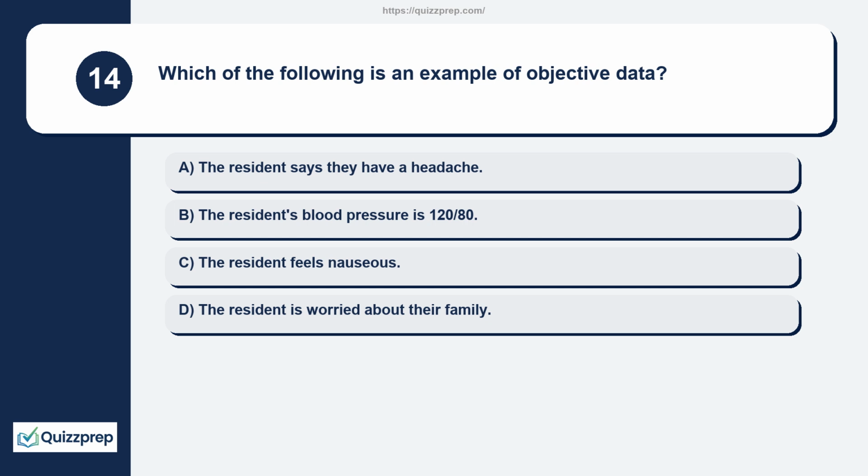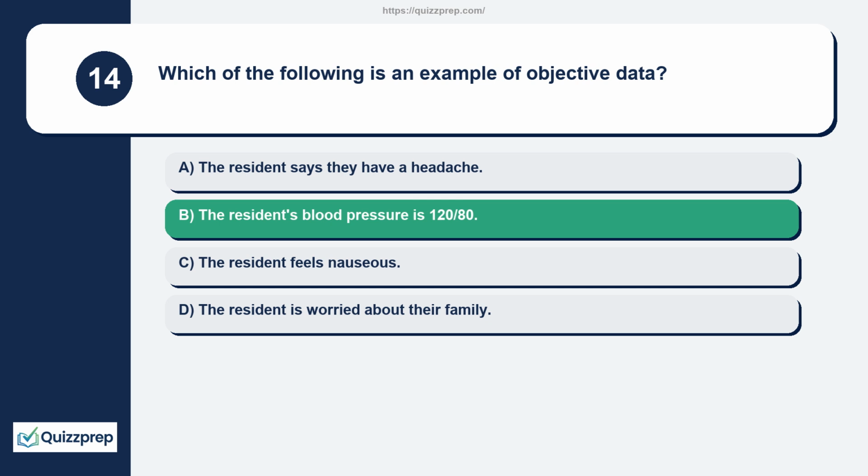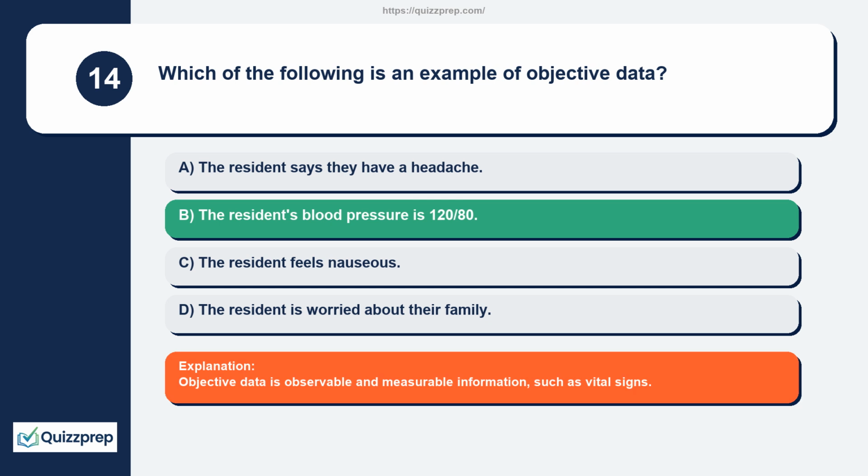Question 14. Which of the following is an example of objective data? The resident says they have a headache. The resident's blood pressure is 120/80. The resident feels nauseous. The resident is worried about their family. Objective data is observable and measurable information, such as vital signs.